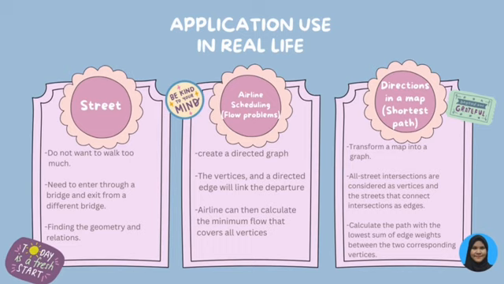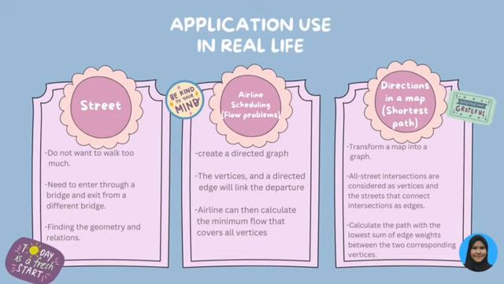Okay, next, airline scheduling flow problems. In this situation, airline can create a directed graph, so the vertices and a directed edge will link the departure, and airline can then calculate the minimum flow that covers all vertices. So the airplanes will not crash with each other.